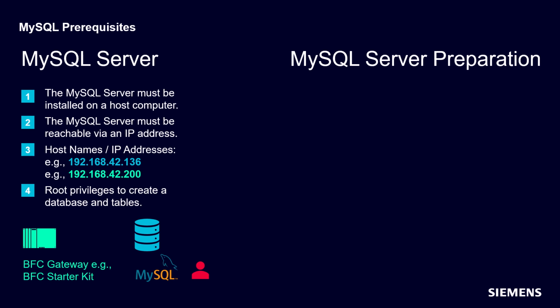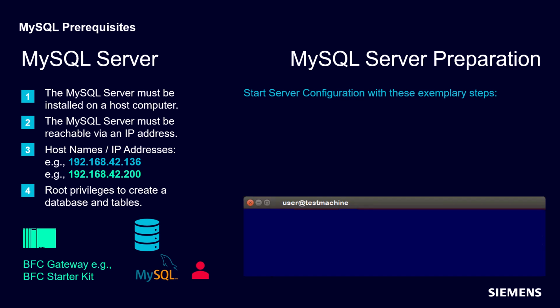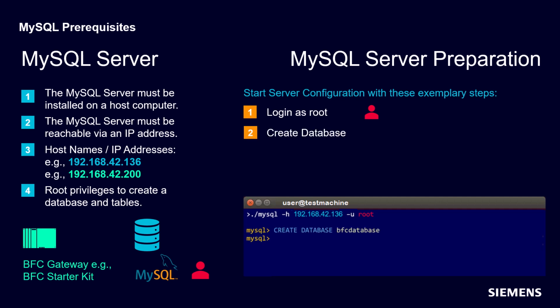Now let's start to configure the server. The 7 steps outlined hereafter are the bare minimum required, yet essential for success. Take a command line interface, such as PuTTY or WinSCP, cd to the MySQL executable, and log into your server as root. Create a database named BFC Database. Create a user with login and password. This user will deliver the data later.